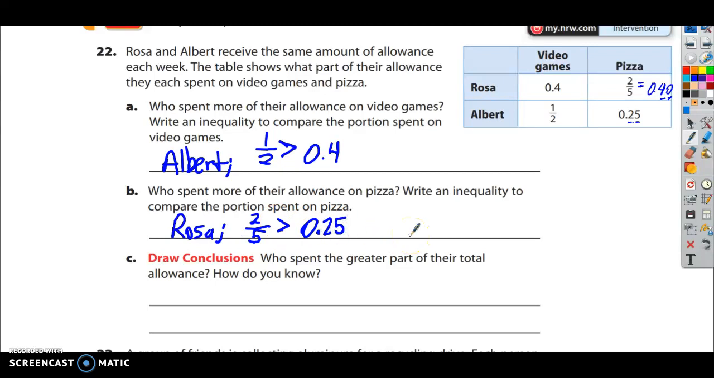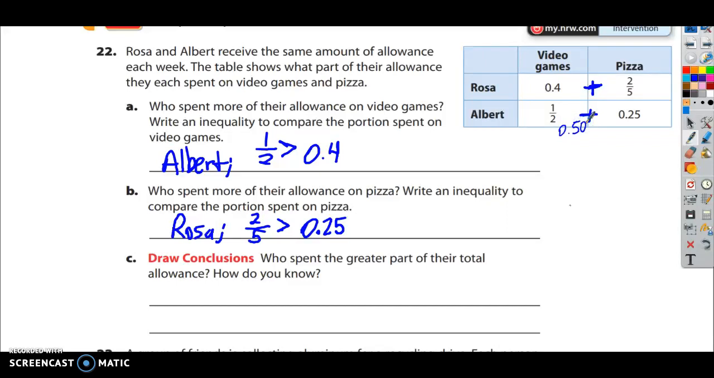Alright, question C. Draw conclusions. Who spent the greater part of their total allowance, and how do you know? So what this is asking you to do is to combine how much they spent. For example, if you combine Albert's, it would be 1/2 plus 25/100. And if you combine Rosa's, it would be 0 and 4/10 plus 2/5. In order to combine those, though, you really need to make those conversions. So 1/2 is going to be 0.5 or 0.50.